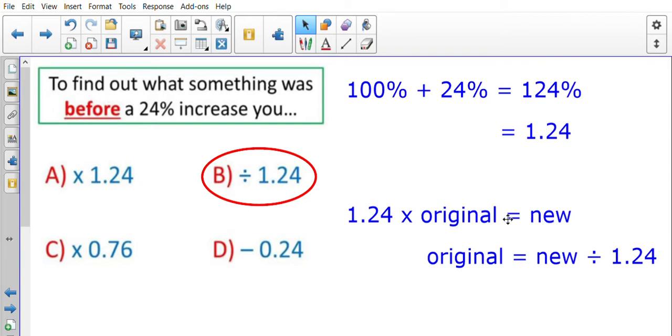And then your strategy is exactly the same. So your percentage multiplied by the original amount would have given you the new amount, but we're interested in getting back to the original amount. So we need to divide each side by 1.24 to get rid of the 1.24 on this side, and also to keep each side balanced. The original amount is equal to the new amount divided by 1.24. And that's why your answer is B.